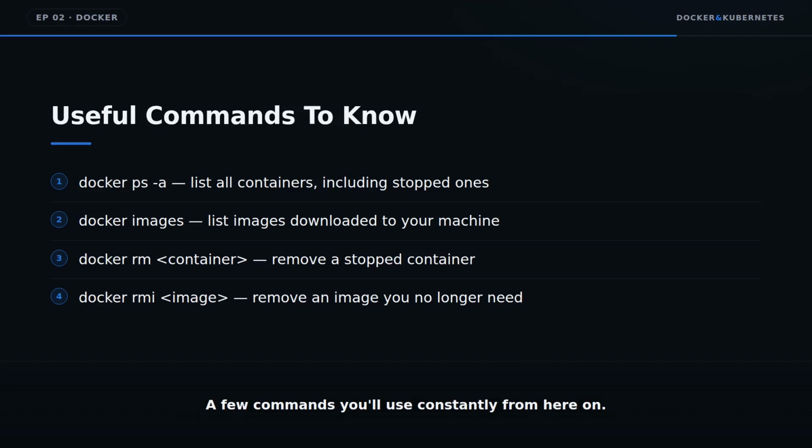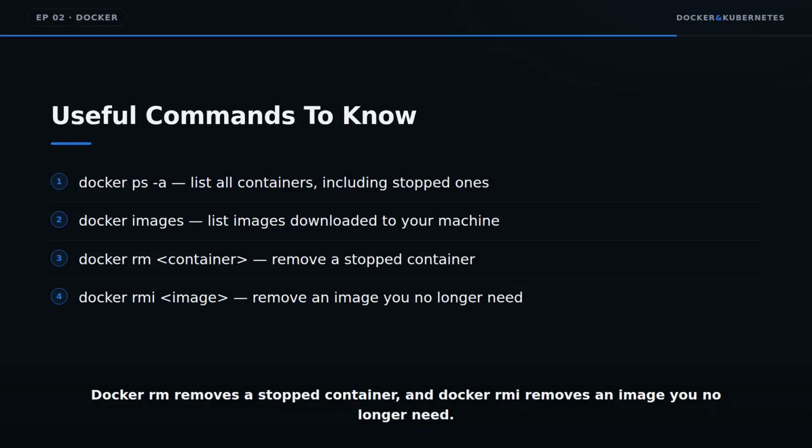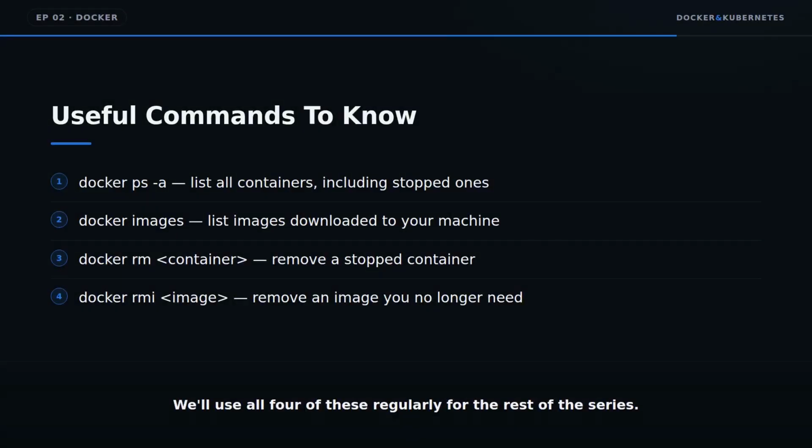A few commands you'll use constantly from here on. docker ps -a lists every container on your machine, including ones that have already stopped. docker images lists every image you've downloaded. docker rm removes a stopped container, and docker rmi removes an image you no longer need. We'll use all 4 of these regularly for the rest of the series.